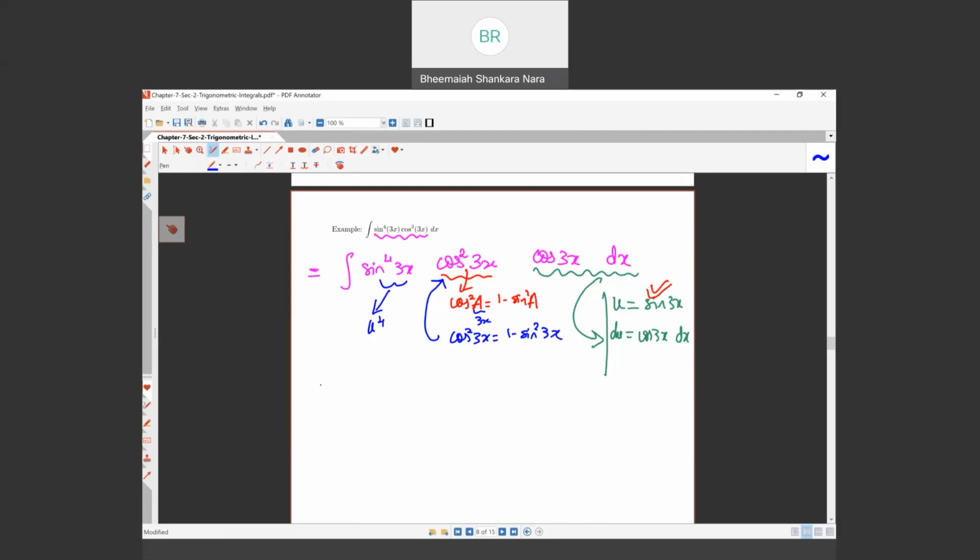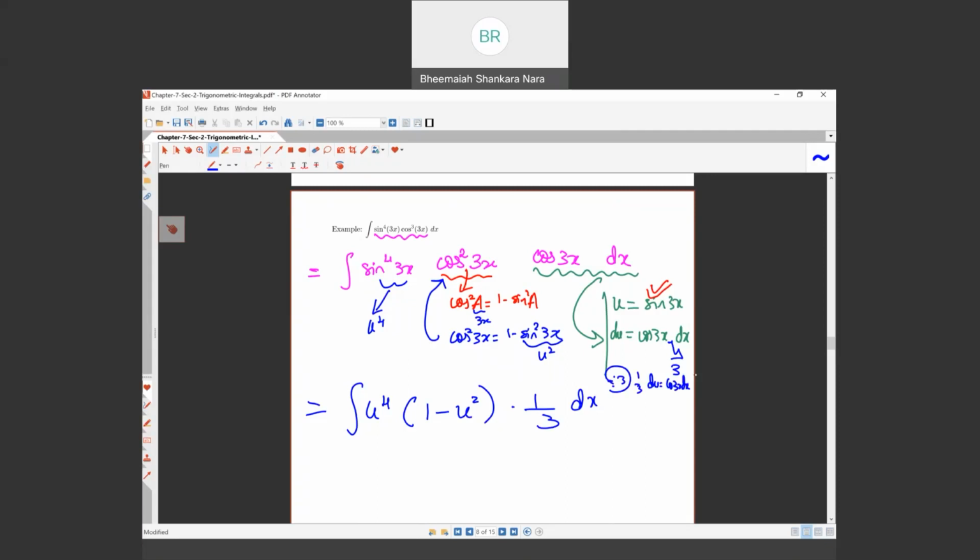So let's rewrite the integrand. The first one is u to the 4. The second one becomes 1 minus u square. This term here is u, so this becomes u square. And then we have 1/3 dx. Also, when we differentiate sine, we have cosine 3x. We also should differentiate 3x, so this becomes times 3. And when we divide by 3 on both sides, this becomes 1/3 du equal to cosine 3x dx.